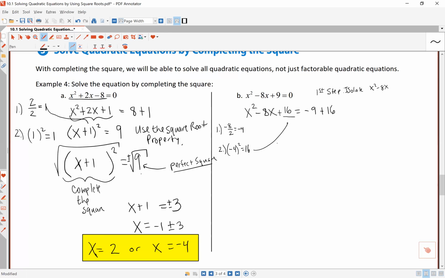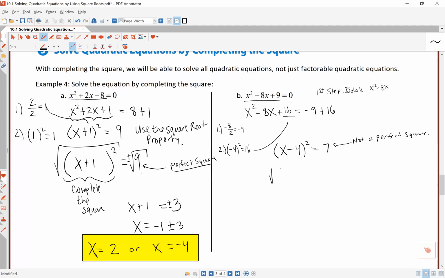Now the left side is x minus 4 squared, and negative 9 plus 16 is 7. When this is not a perfect square, it meant that the original polynomial was not factorable. So we couldn't have solved it by factoring it.